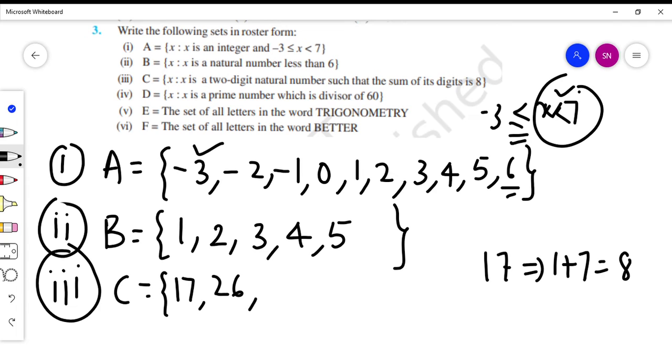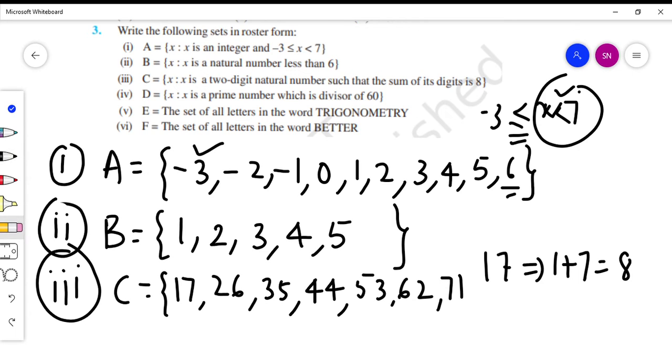26. 6 plus 2 will give me 8. 35. Again it will give me a sum of 8. 44. 4 plus 4 is 8. 53. 5 plus 3 is also 8. 62. 6 plus 2 is also 8.